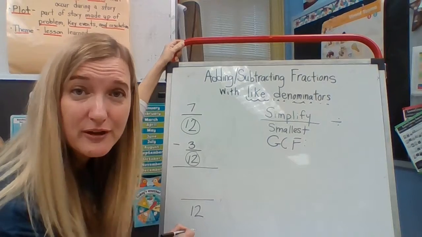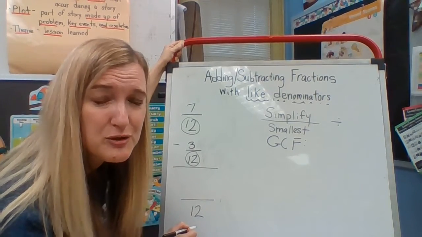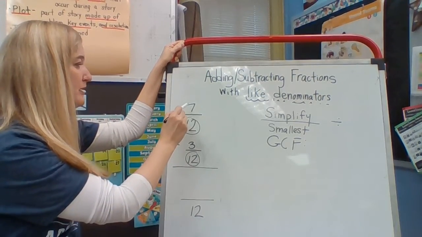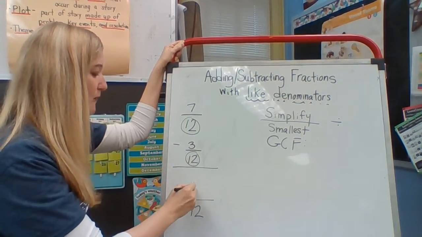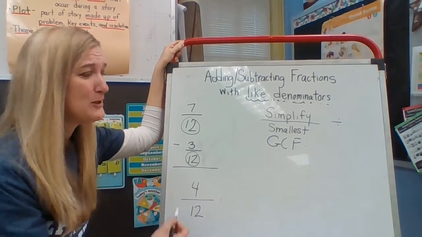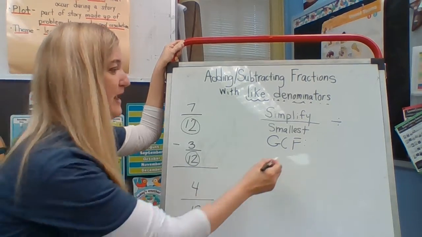because I never, ever, ever add or subtract my denominators, ever. Okay, go back to my numerator. 7 minus 3 is 4. All right, 4/12. We're not done. We need to simplify, make this fraction smaller by finding my greatest common factor.